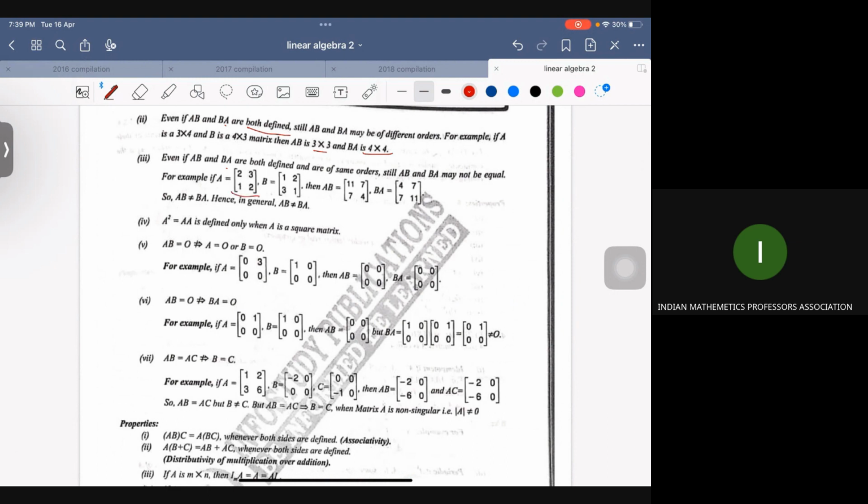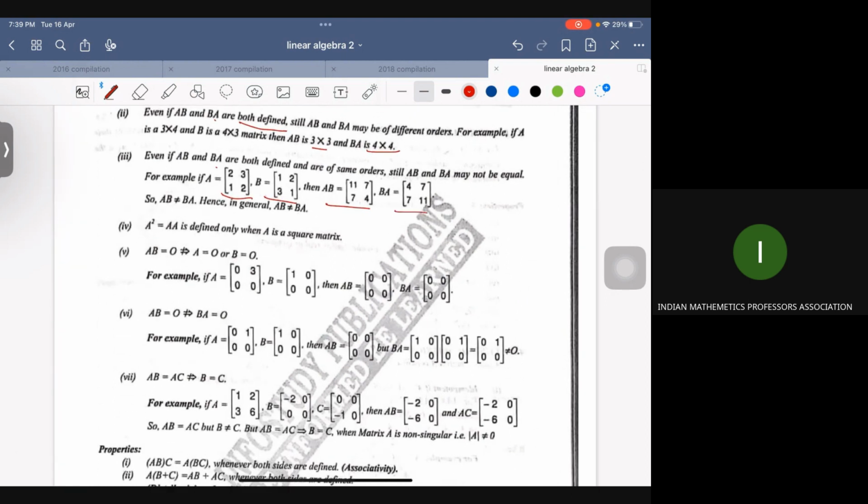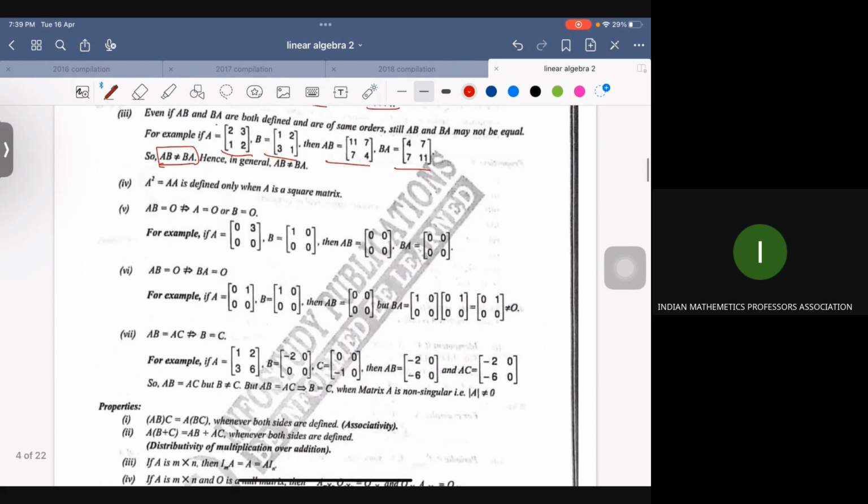Example, matrix A, here matrix B. AB is defined and is of order 2 by 2, and BA is of order 2 by 2. Here AB is not equal to BA. So matrix multiplication is not commutative. Here A square is nothing but A into A when A is a square matrix. That is, A should be a square matrix; only then A square is defined.